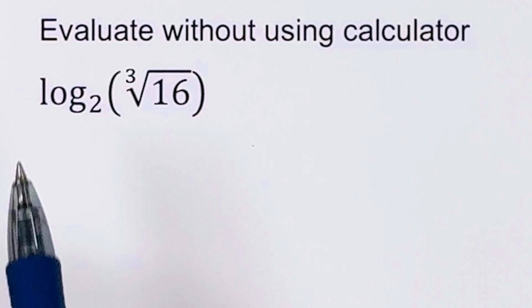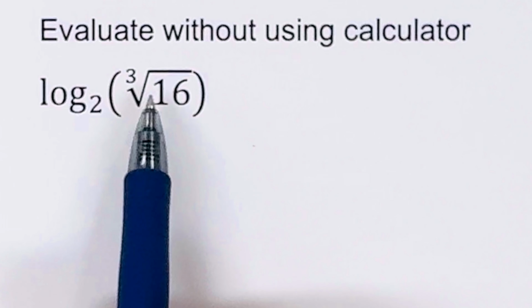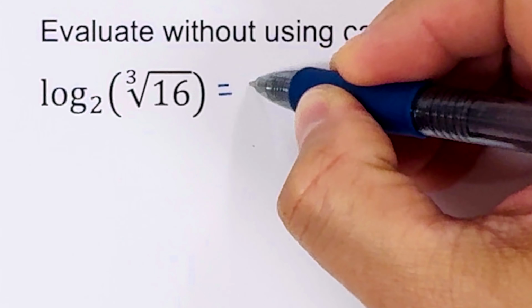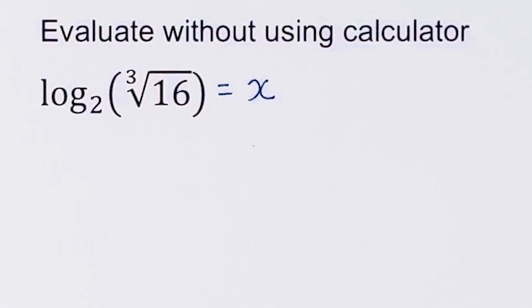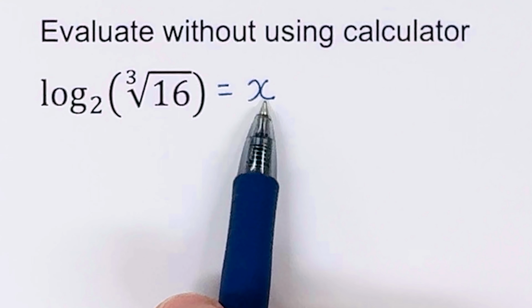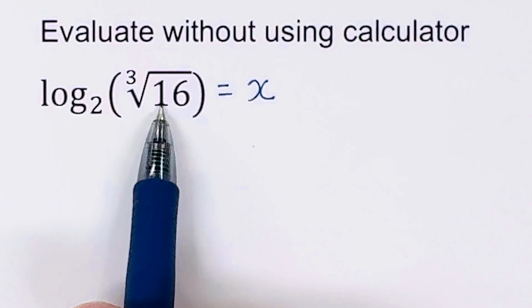In this example, we're given log base 2 of the cube root of 16. Again, we're going to set this up equal to a variable, let's say x here. So we can go ahead and change this to its exponential form. 2 raised to the power x is equal to the cube root of 16.